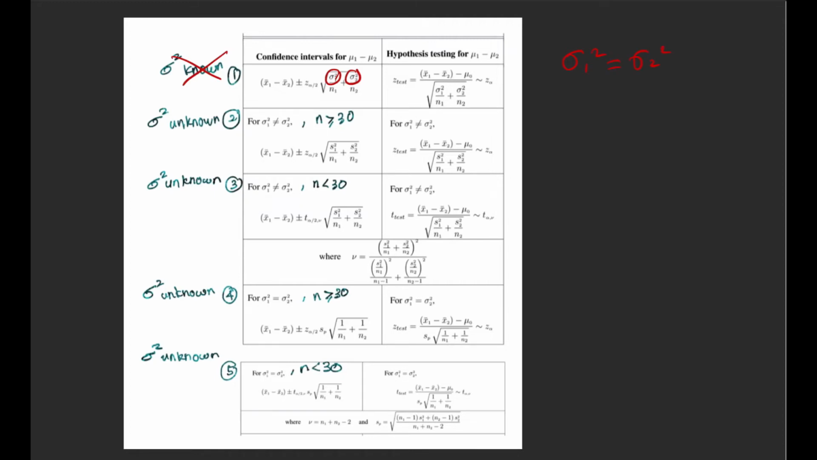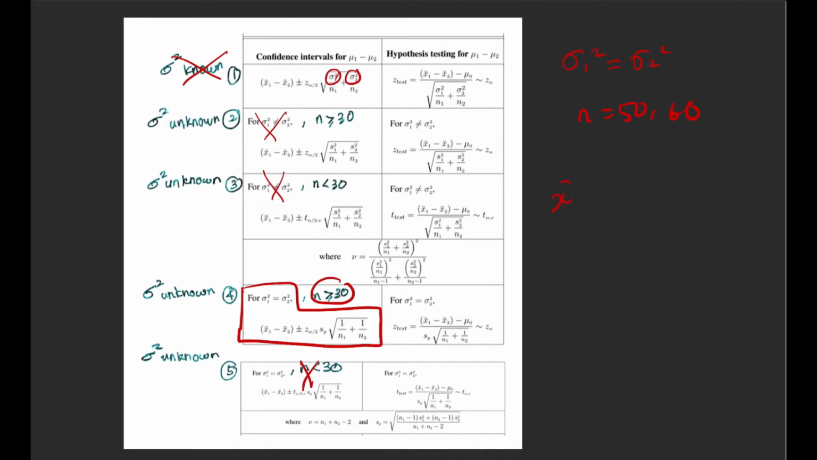So equal, so this one cannot use because of unequal. So we have two choices here. N is equal to 50 and 60. So both are more than 30. So this one cannot use. So you have to use this formula.